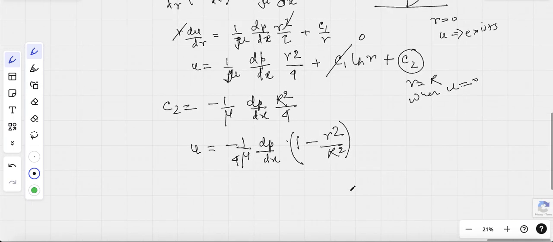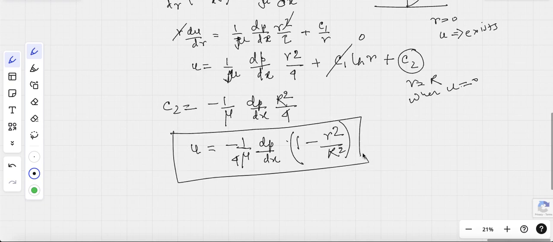Okay, so this is the Poiseuille equation. Now u max is at r equals to 0, so u max equals to minus 1 by 4 mu dp by dx, right?